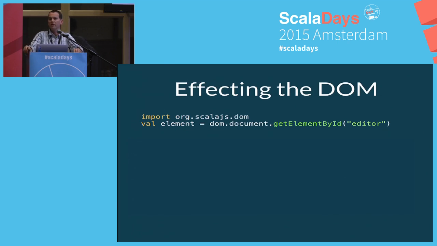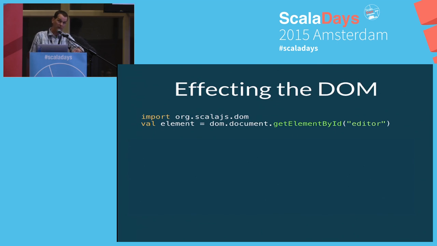So the first way to affect the DOM is to use the Scala.js typed bindings to the DOM. So this is Scala code. And here we're referencing a W3C function that's going to give us back a typed element from the DOM. So you can do that, and you'll get code completion in your IDE and all that good stuff. But that's not what I did in this case.